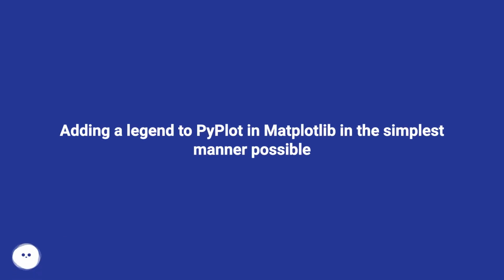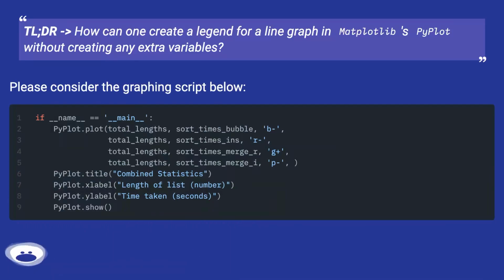Adding a legend to PyPlot and Matplotlib in the simplest manner possible. TL;DR: how can one create a legend for a line graph in Matplotlib's PyPlot without creating any extra variables? Please consider the graphing script below.